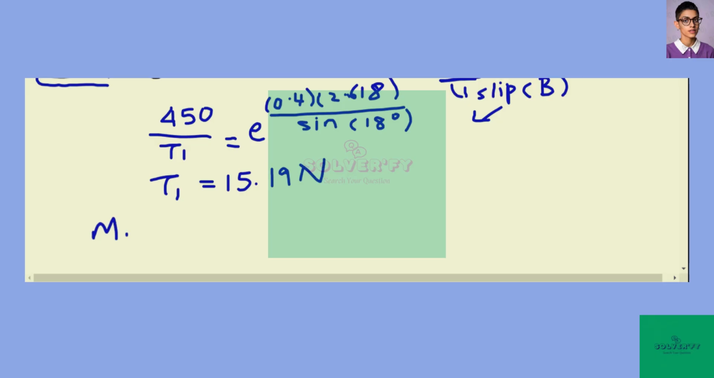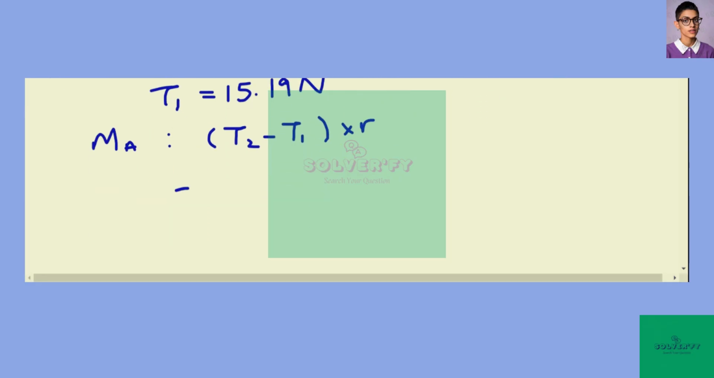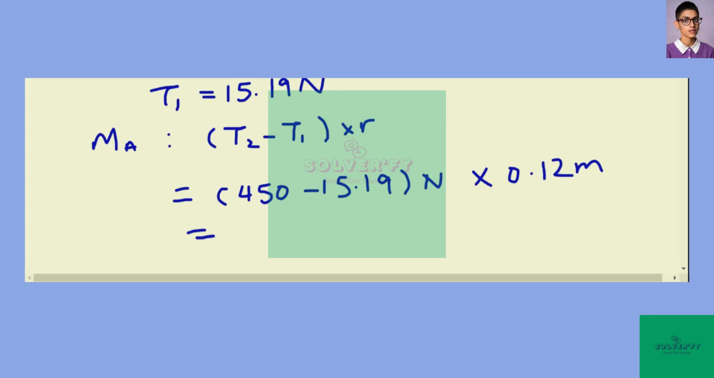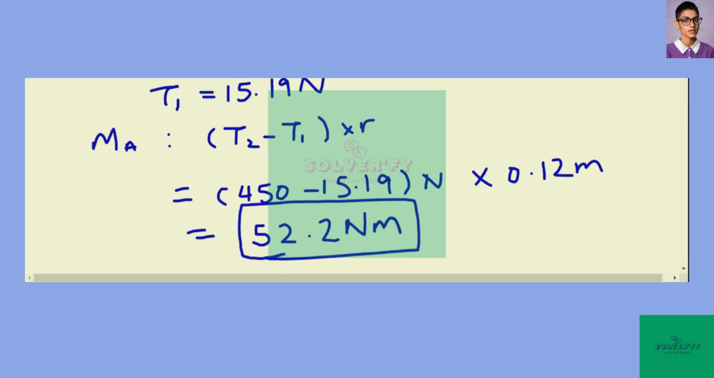And now to calculate the moments about A, we take the difference in the forces T2 and T1, and we multiply that by the radius. So we have T2, which is 450, minus 15.19 newtons, times the radius, which is 0.12 meters. So that gives us our moment or couple to be 52.2 newton meters. That's our final answer.